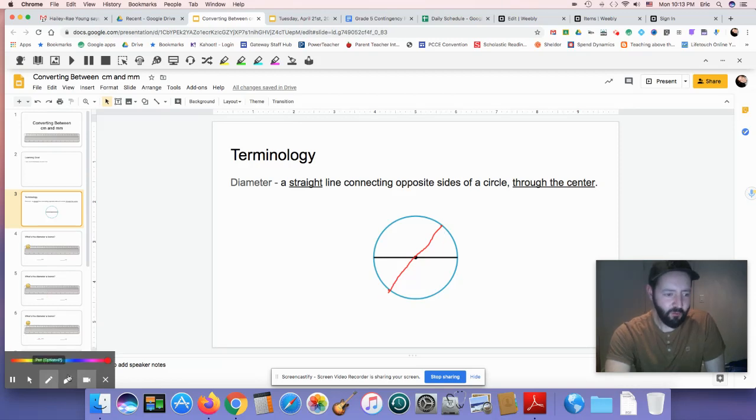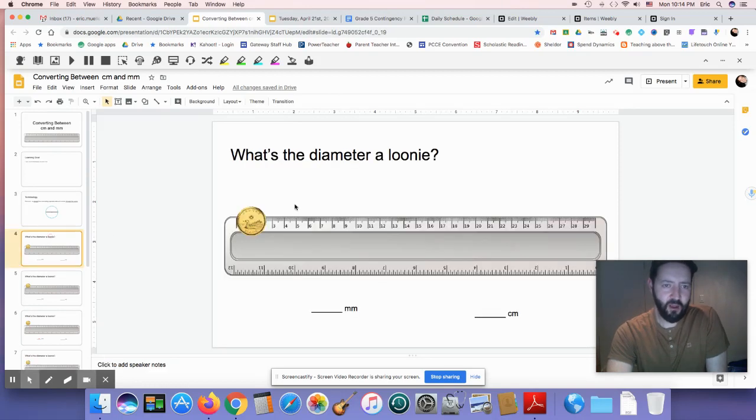That's the one new word that you need to know for today, and it's going to come up right away in our next slide. Today we're going to have a look at a problem. What is the diameter of a loonie? In other words, if we were to measure from one side of a loonie to the other side, what is the distance across the loonie?